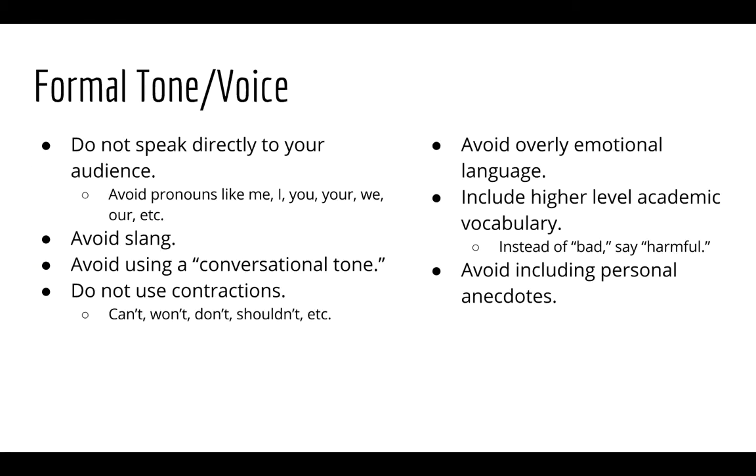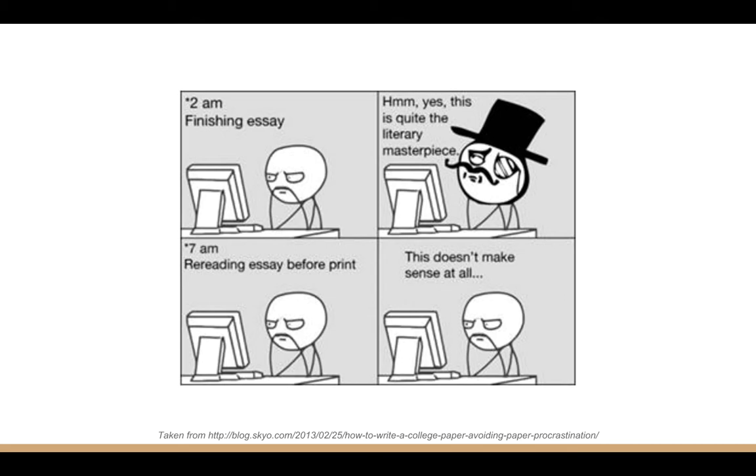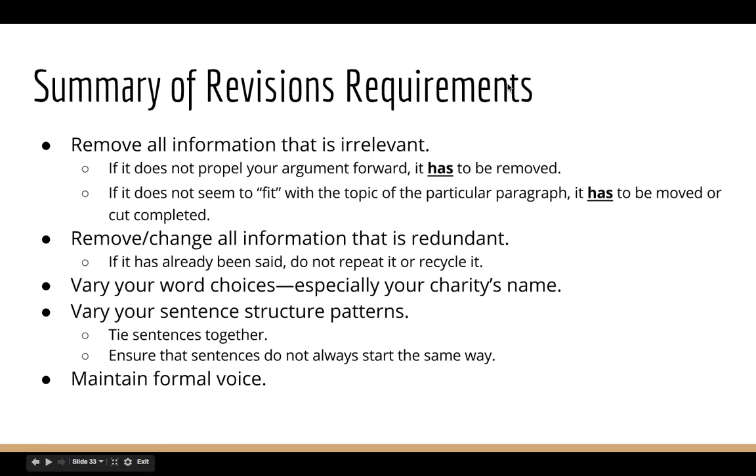Finally, talking about formal tone and voice, which we've learned about in class enough that I'm just going to fly right through this. Make sure you do not speak directly to your audience. Part of revising is catching those things and changing them. Avoid slang. Do not use a conversational tone. You've got to get rid of your contractions as well. Avoid any overly emotional language. You should include higher level academic vocabulary, things like harmful instead of the word bad. And obviously, do not include any personal anecdotes. All right, I'm going to leave you with this last little funny comic, and good luck with your revisions.